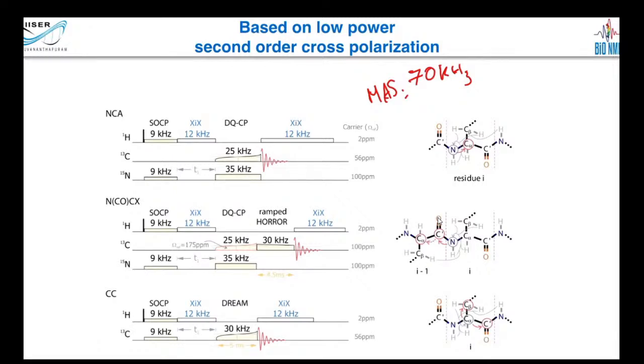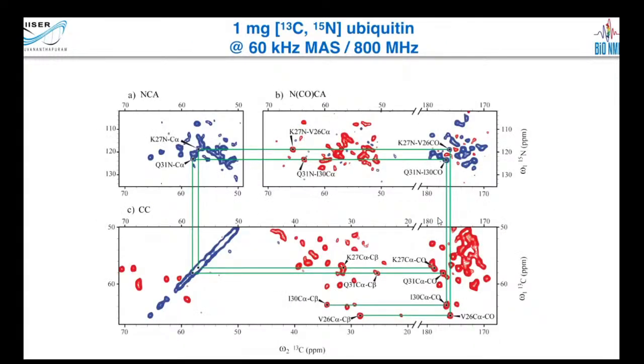Again, Professor Madhu also worked extensively on the decoupling and recoupling part of it, not the actual magnetization transfer. This is the work that we did. And we can also do this at 60 kilohertz MAS at 800 megahertz.